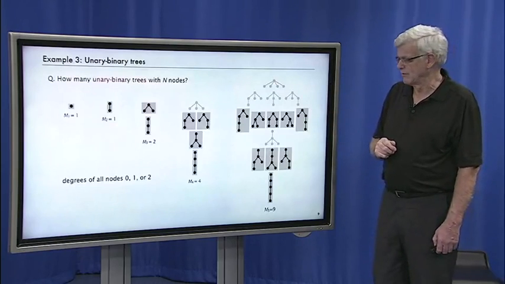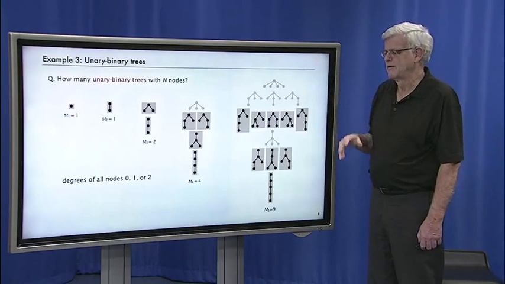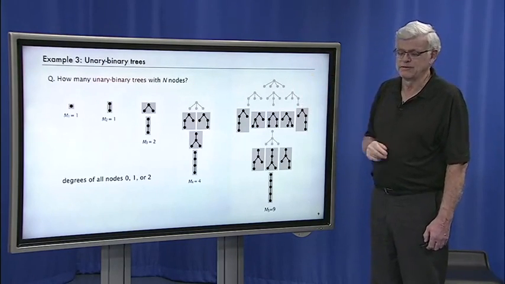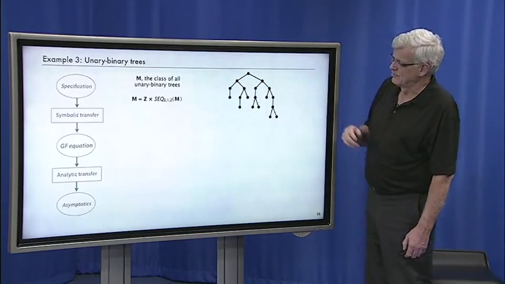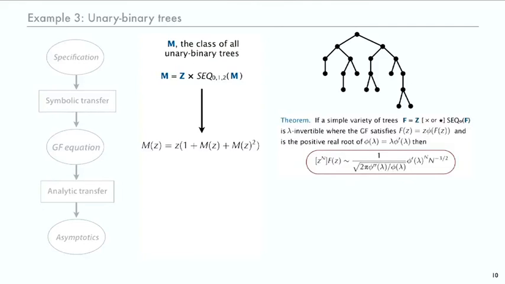Here's another example, review from last lecture. Those first 2 examples we know how to do with relatively elementary methods. This one, examples like this are much harder. So this is unary-binary trees, where every node has either 0, 1, or 2 children. So a tree is a node plus a sequence of either 0, 1, or 2 trees. So that's simply expressed. It immediately translates to the generating function equation, m of z equals z times (1 plus m of z plus m of z squared). That's a simple variety of trees.